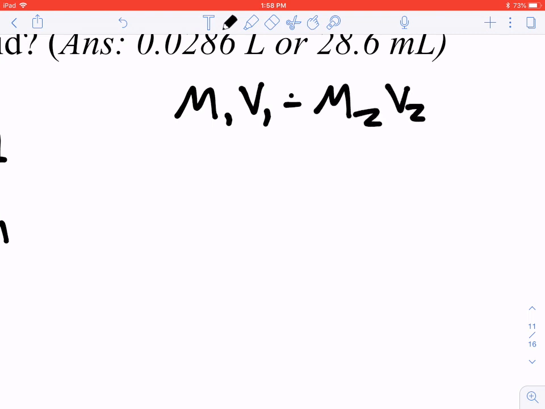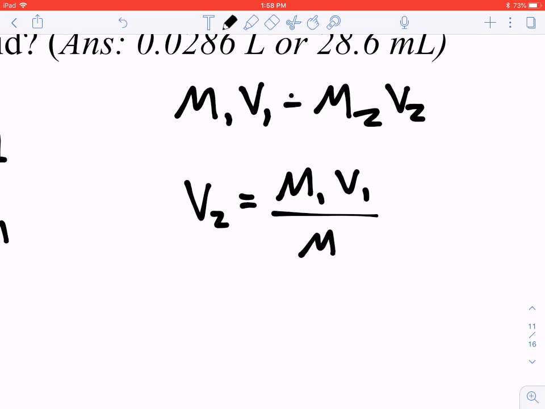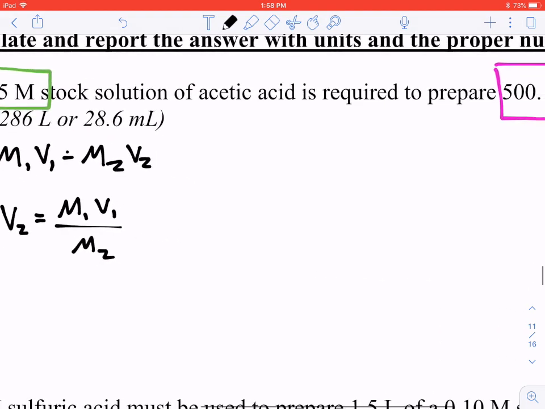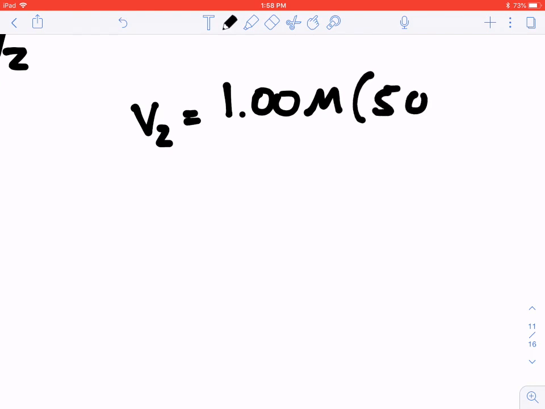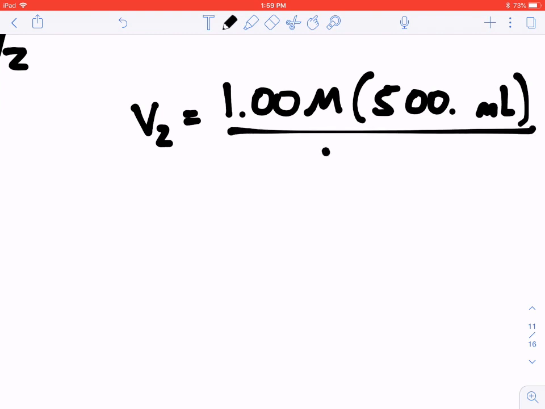we ultimately want to solve this thing for V2. And so to do that, we'll need to divide off M2 from both sides. So we'll get M1V1 over M2. If we plug in all of our variables, let me just erase that. Let's go ahead and plug in all of our variables over here. So we'll say that V2 is equal to that M1, which was 1.00 molar, times that V1, which was 500 milliliters. And we're going to put that over our second molarity. In this case, it's 17.5. That was that stock solution molarity.